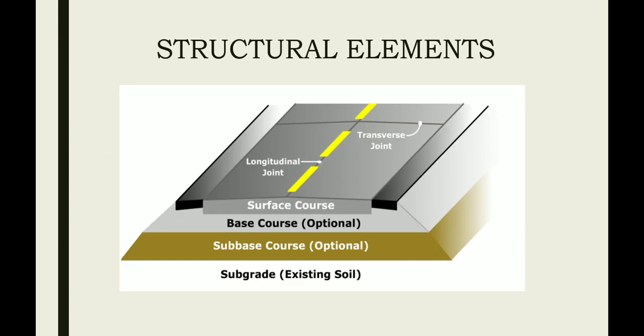So this is the structural elements of a pavement. We have the subgrade or the existing soil, the sub-base course, the base course, and the surface course, which is the PCCP.